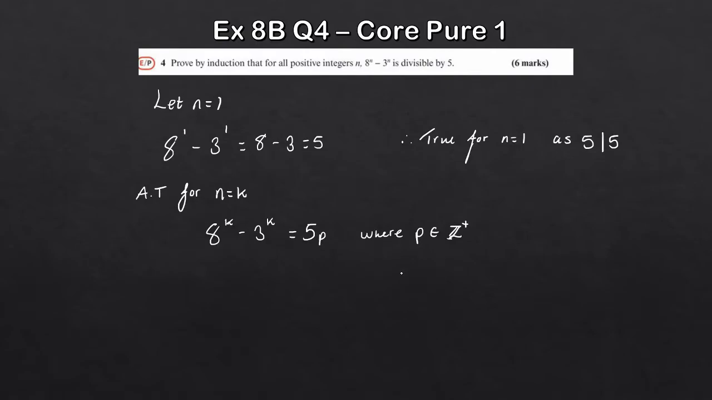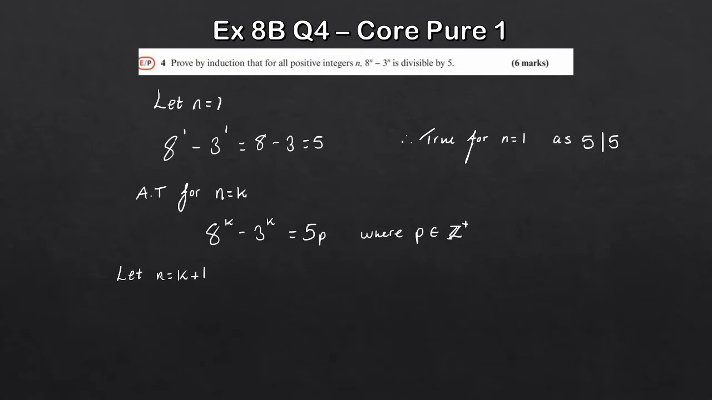Okay. So what we're saying here is that 8 to the power of k minus 3 to the power of k is divisible by 5. You can write it as 5 times something. Okay, so it's in the 5 times table. It is divisible by 5. And then we're going to use this expression here to show that it's also true for n equals k plus 1. So let n equal k plus 1.